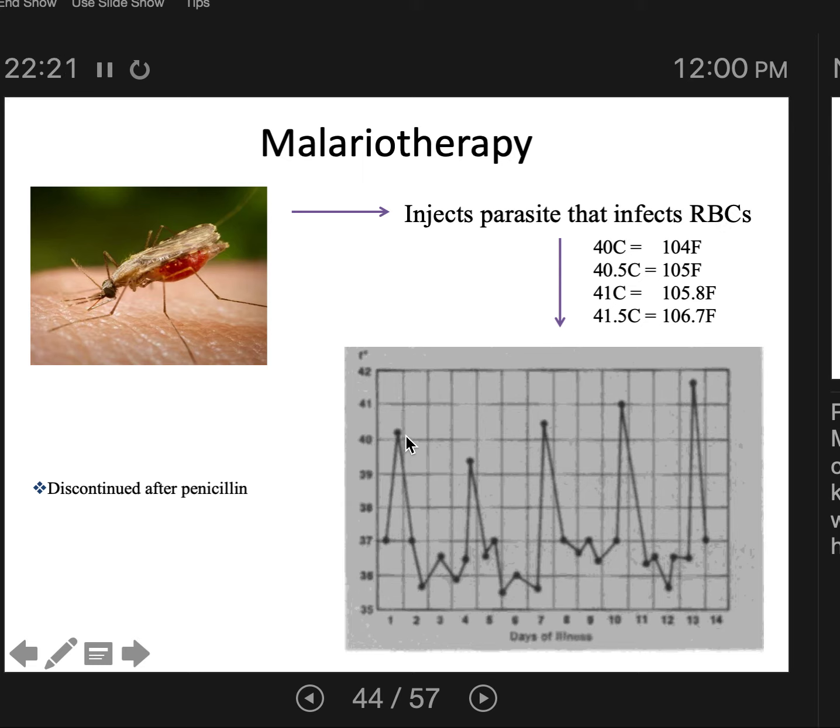And you can see malaria is described by these cyclical temperature spikes, up to 41.5 degrees Celsius when the optimal is just 35 for syphilis. After we developed penicillin, penicillin worked to kill syphilis as well, and then you didn't have to have malaria. So that's obviously preferential. But before penicillin, this was the general treatment for syphilis. And then you have to deal with the malaria afterward, but at the time that was easier than dealing with syphilis. So these temperature spikes are high enough to get rid of syphilis.